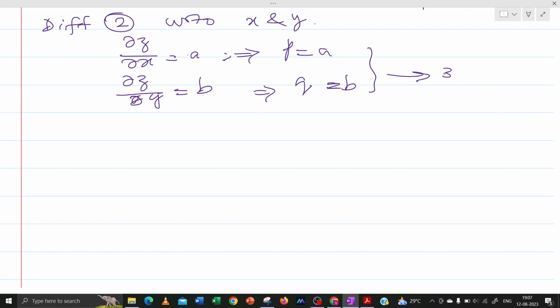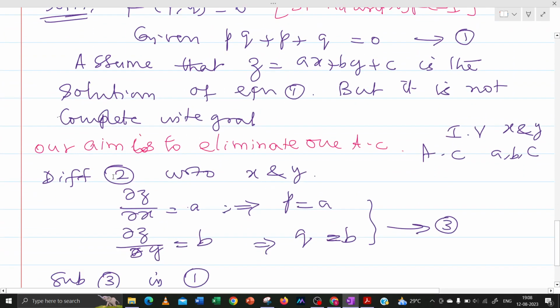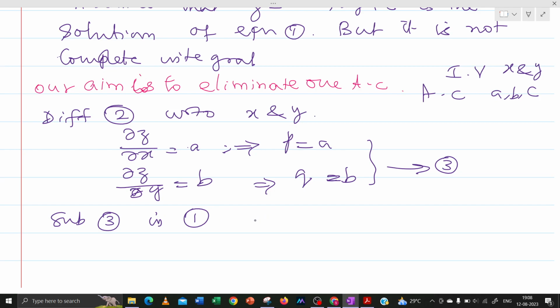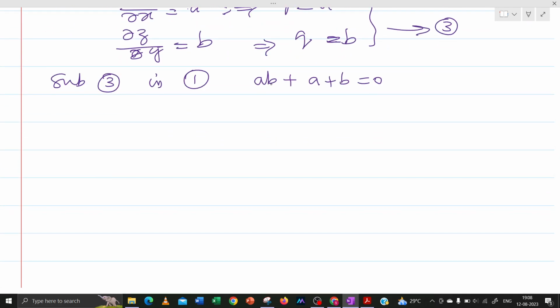this is equation number 3, substituting 3 in 1, we will get, what is 1 here, pq plus p plus q equal to 0. So that means ab plus a plus b equal to 0. Then what is the value of b here? If you are taking b common, b(a plus 1) equal to minus a. So b equal to minus a by a plus 1.